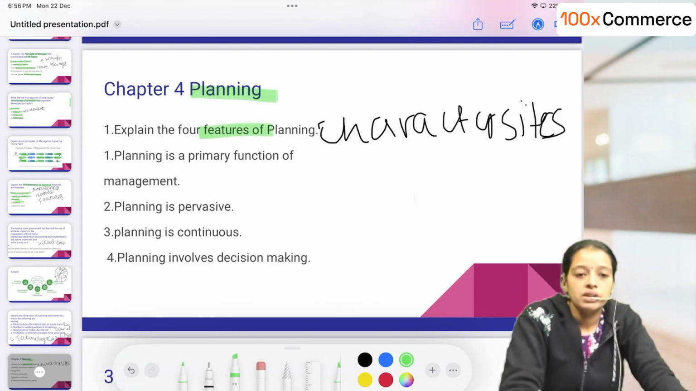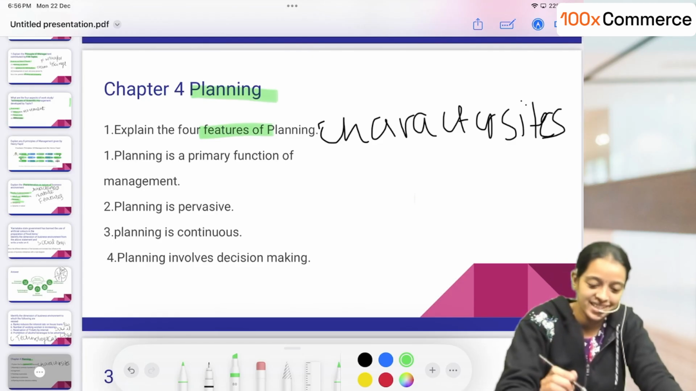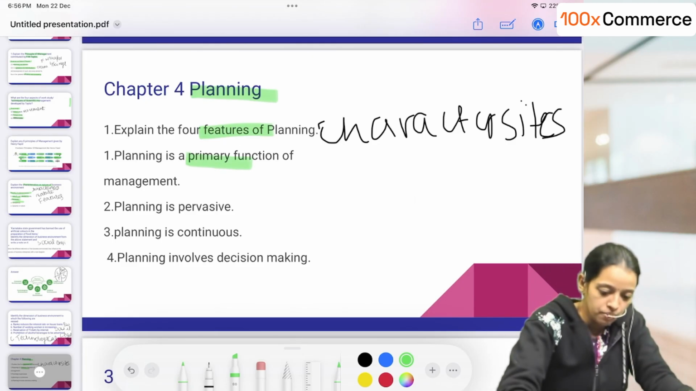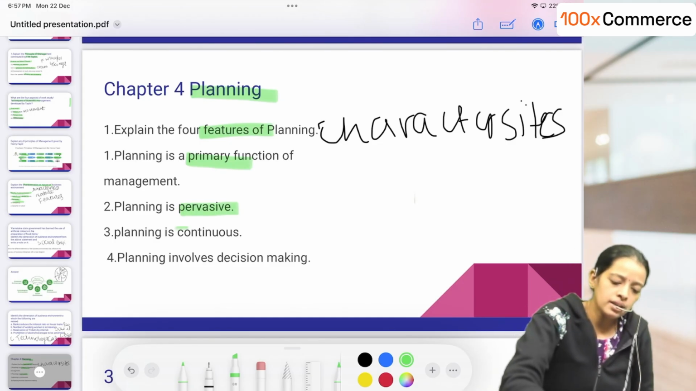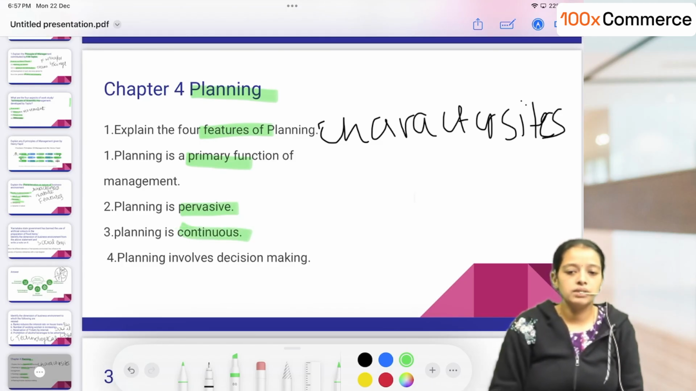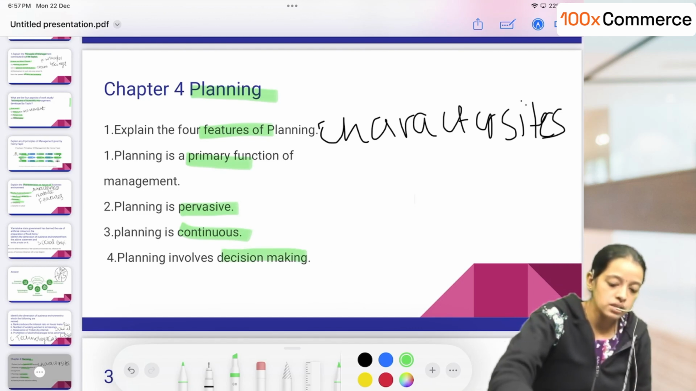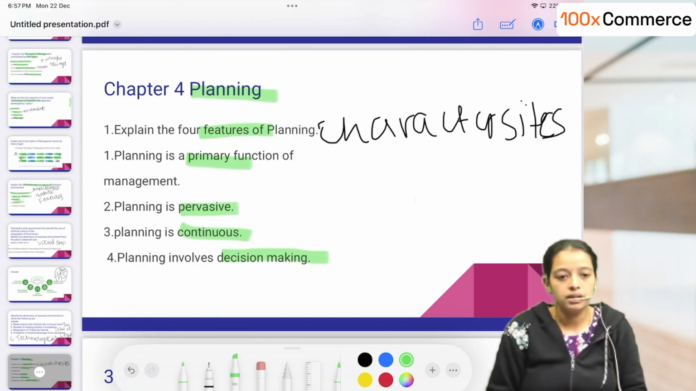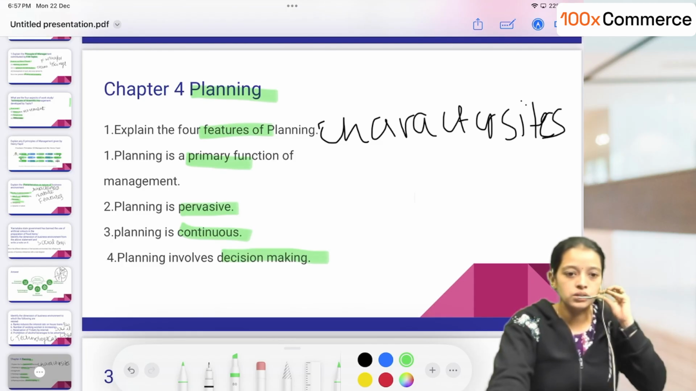As you know, when we speak about the functions of management, planning comes first, right? So planning is a primary function of management. Then planning is all pervasive, yes, planning is present everywhere. Then planning is continuous in nature. It is not something which is going to have a break. It is a continuous thing. Next one is that it involves decision making. In planning, it involves a lot of decisions that the management will be taking. So these are the 4 easy points that you can explain.